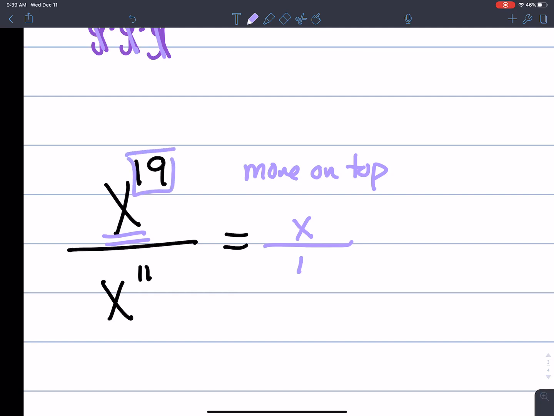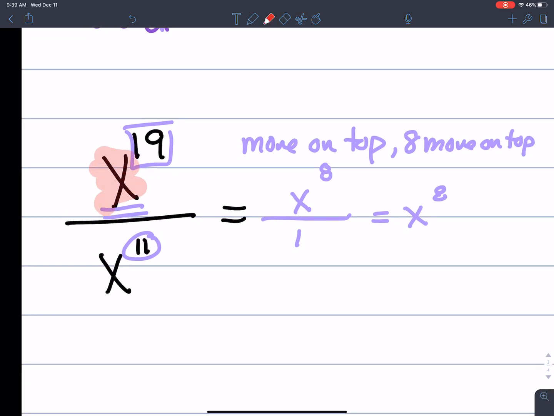And how many would be left? Well, if there was 19 here and 11 there, there is 8 more on top, which means that there would be 8 left over that wouldn't cancel. So this would be x to the 8th power. Now again, that's just an alternate way of thinking about it. We could always go back to our quotient rule. If we notice that this base is the same as that base, we can take that base as our answer base, and then we'd take the exponents, right, 19 and 11, and we'd simply subtract those. And we all know that 19 minus 11 is 8. So whatever way you like is better.